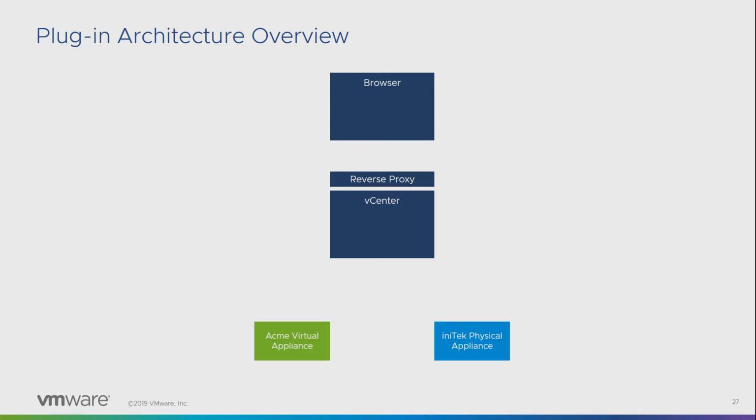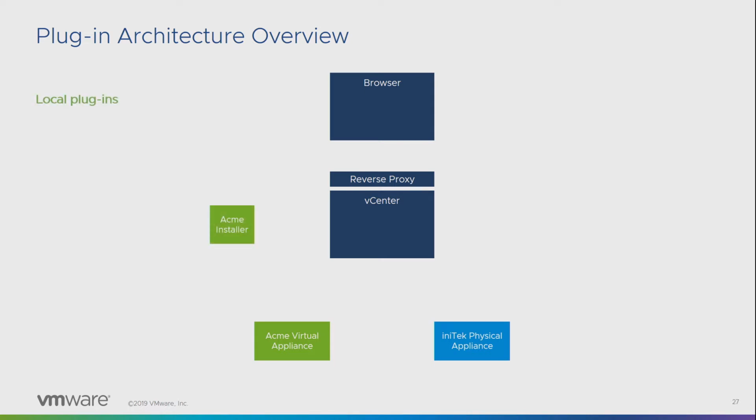Yeah, let's compare what a local and what a remote plugin is, essentially. So in the middle, you have the vCenter with its reverse proxy, at the top, the browser where the UI is shown, and at the bottom, you have two backend appliances.